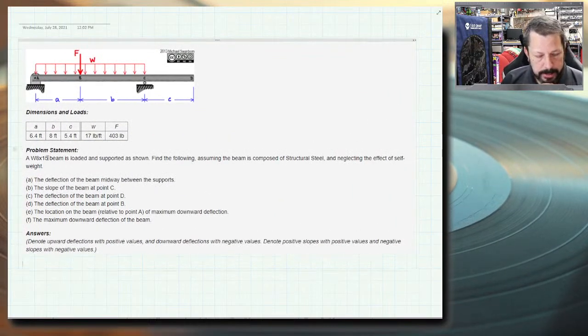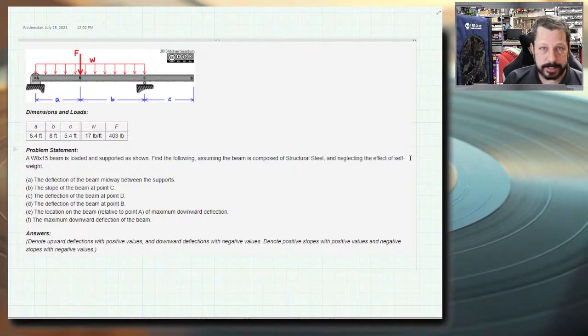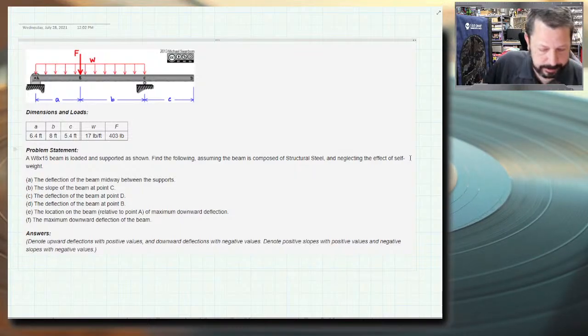So we've got a W beam. The W are wide flanged I-beam. So this is an I-beam shape. It's an 8 by 15. So that tells us, and these units here tell us, that we're in US customary units. It's structural steel. That'll give us information about the modulus of elasticity. We'll need that since we're doing deflection. Neglecting the effect of self-weight. That's our assumption. Unless we're specifically told to include self-weight, our assumption is that we're going to neglect self-weight. This one specifically tells us to neglect it.